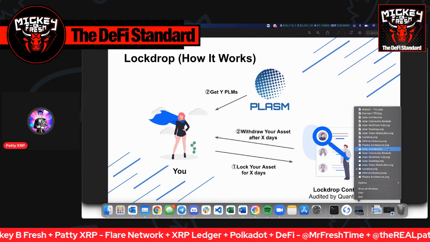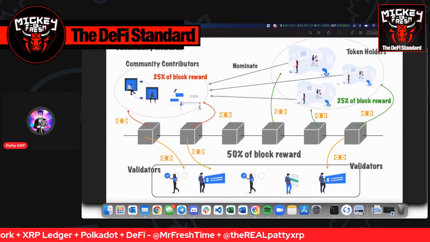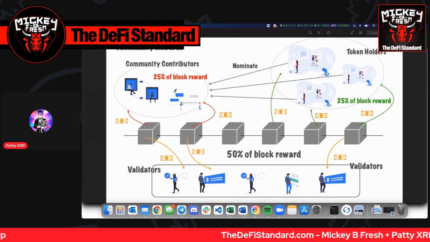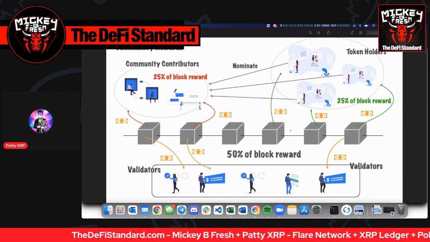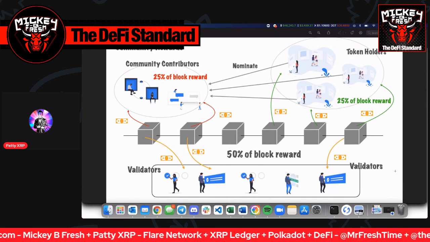And then moving forward here, we can kind of talk about the Astar community rewards. So you can see token holders here. They're able to nominate with the collators or validators and also nominate some of these community contributors, which are going to be the developers creating smart contracts and dApps. And then we'll see some of the block reward going to the collators and validators.